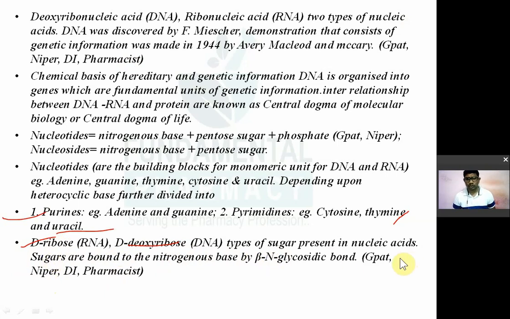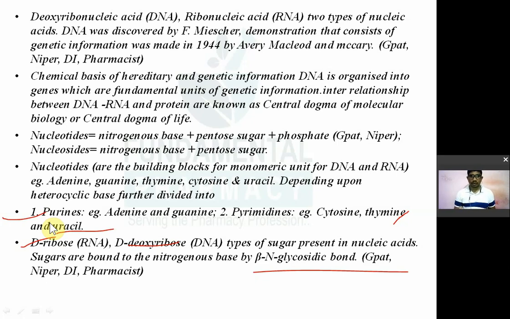These are the types of sugar present in the nucleic acid, and they are bound to a nitrogenous base by which kind of bond? Beta N glycosidic bond. तो आप देखो शुगर और जो नाइट्रोजनस पार्ट होता है, जैसे ग्लाइकोसाइड में होता है शुगर पार्ट, एक ग्लाइकोन will form a glycosidic bond. So you can correlate that this nitrogenous base is nothing but a glycon part, and that sugar part is a glycon. So bond formation is nothing but the beta N glycosidic bond.